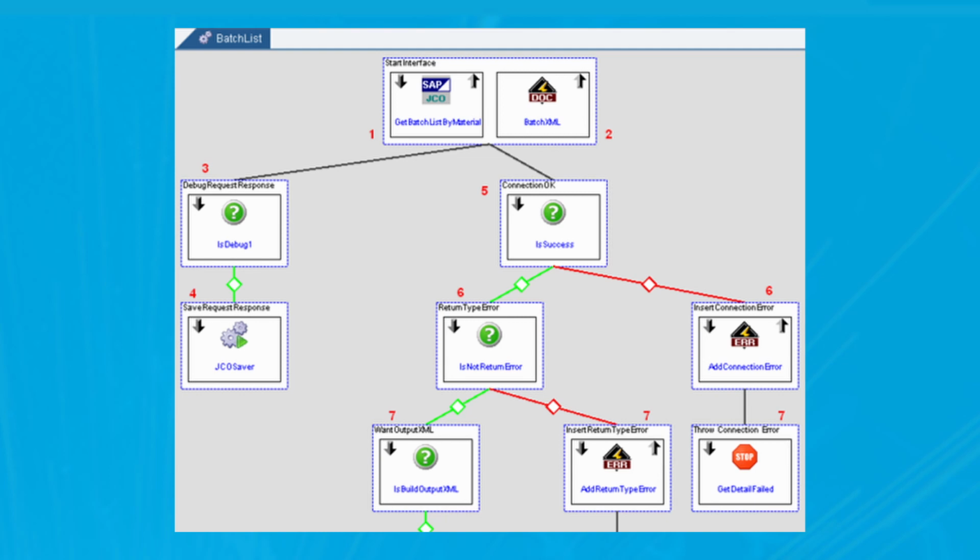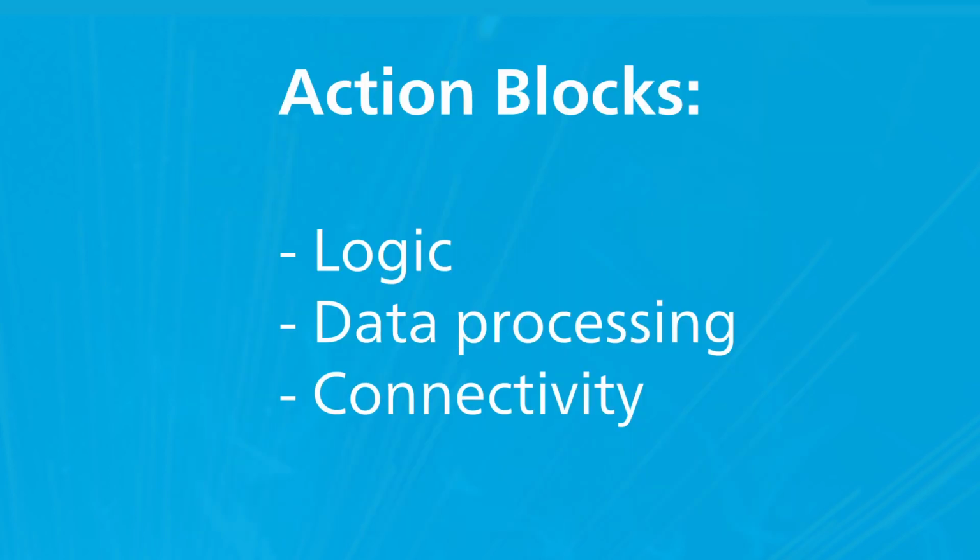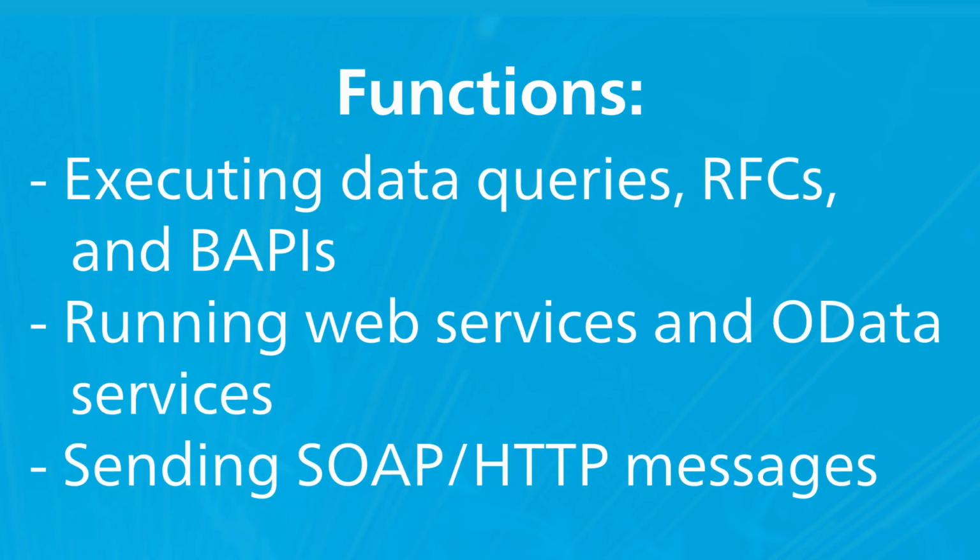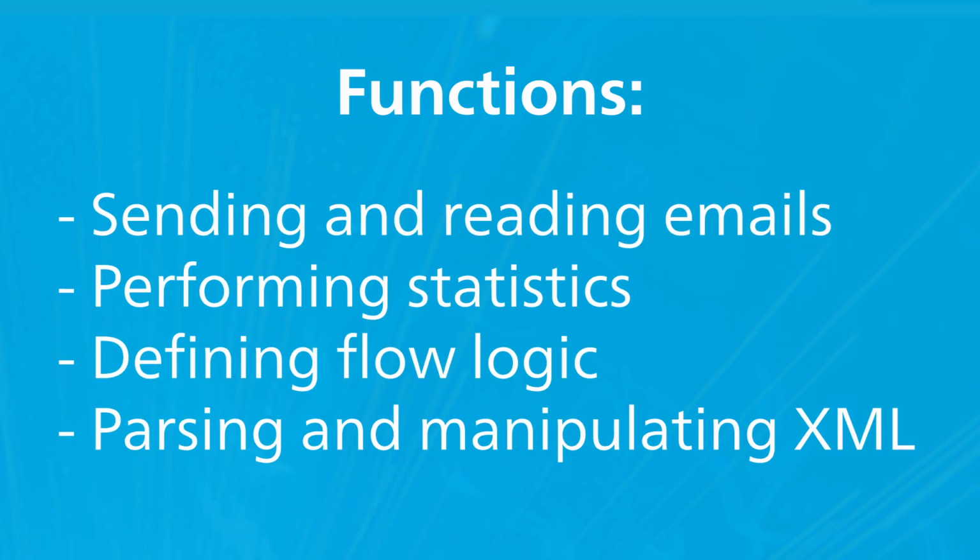The core building blocks of BLS transactions are predefined reusable action blocks that provide built-in functionality for different logic, data processing, connectivity features, and more. They can be used to define a program structure and are provided for a number of functions. These include executing data queries, RFCs, or BAPIs from SAP systems, running web services and OData services, sending SOAP and HTTP messages to SAP PI/PO or external systems, sending and reading emails, performing statistical quality control and statistical process control analysis, defining flow logic, and XML parsing and manipulation.